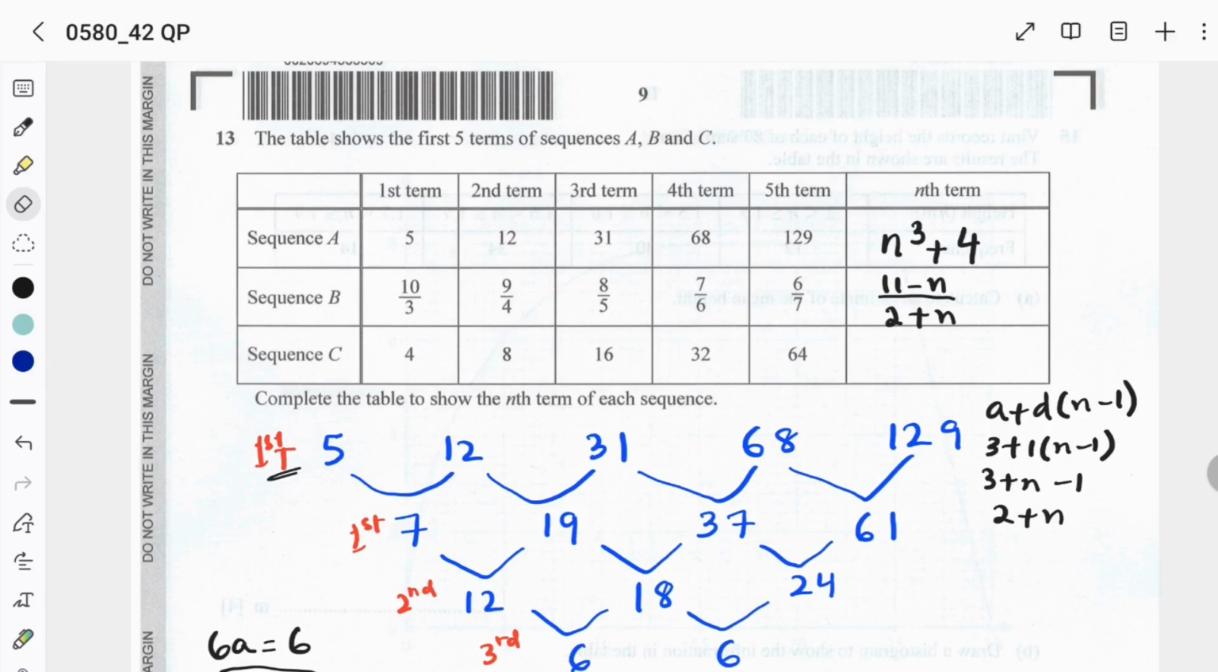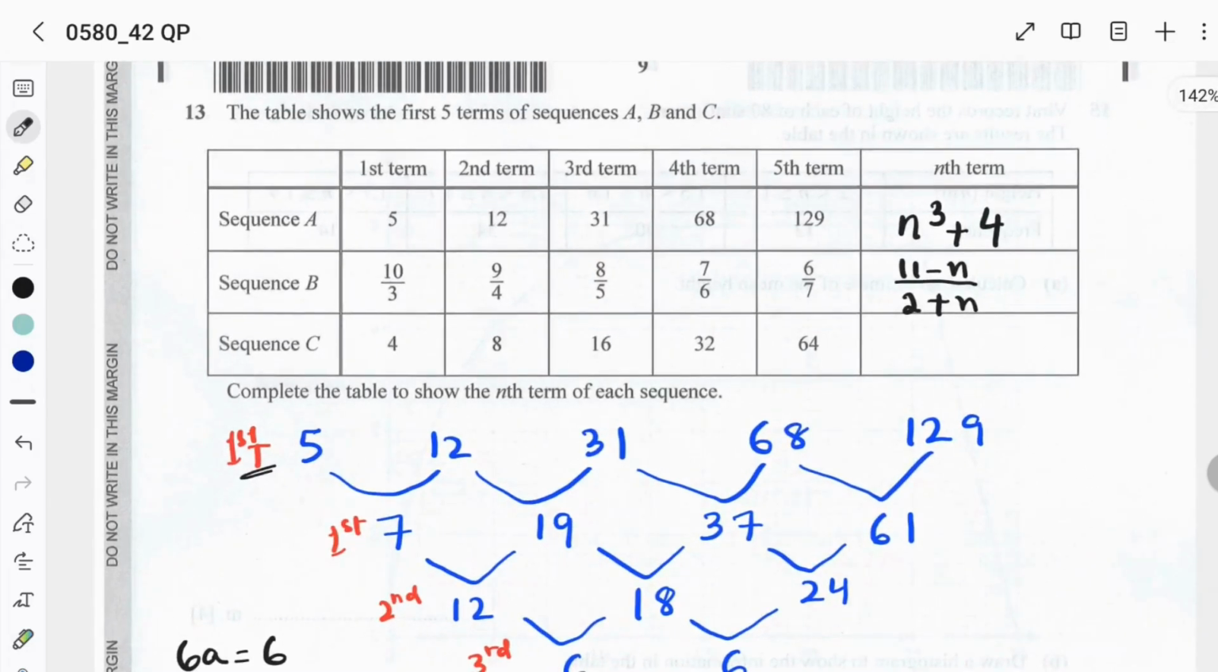We are going to sequence C now. Sequence C: 4, 8, 16, 32, 64. You can easily see that it's continuously multiplying by 2. So it's a geometric sequence. ar^(n-1) is the formula for the geometric sequence, where r is either 8 over 4, 16 over 8, or 32 over 16. So you get the same number, 2. So your r is equal to 2 here, and a is the first term as always.